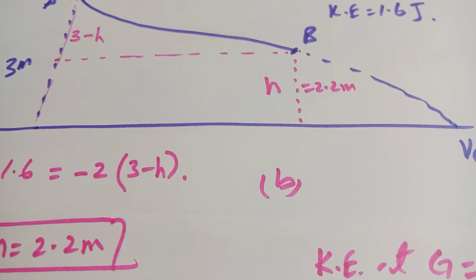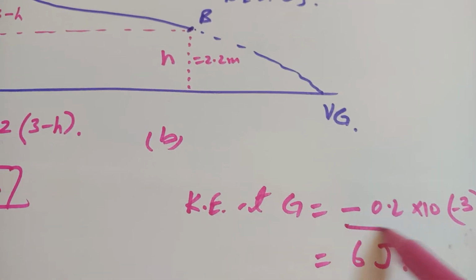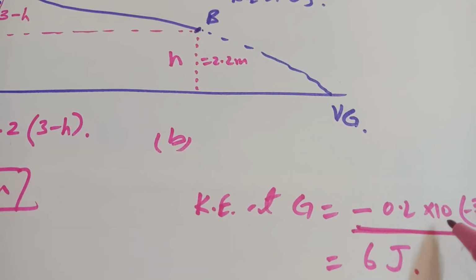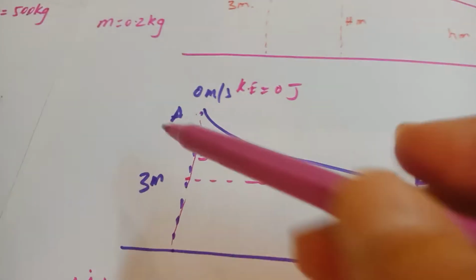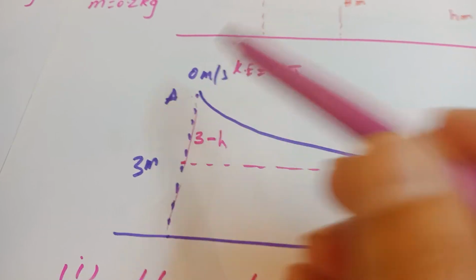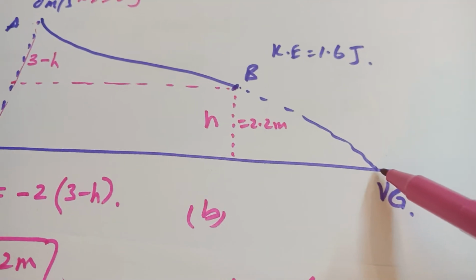Please don't be confused by the minus sign over here. Simply see that the potential energy over here is 6 joules, so the same is going to be the kinetic energy over here.